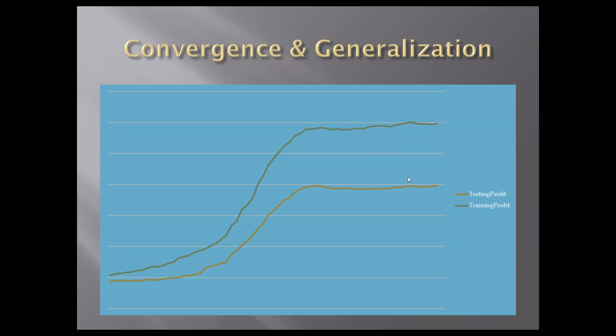Here's an example of what convergence might look like between testing and training data. The training data, with epochs on the x-axis and profitability on the y-axis, goes up and becomes more and more profitable. More importantly, the test data set is doing almost the same exact thing. So this is convergence with generalization. Generalization is what you're looking for.